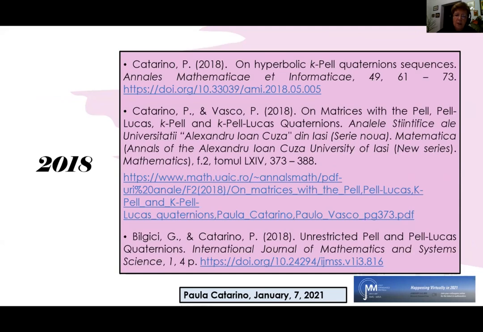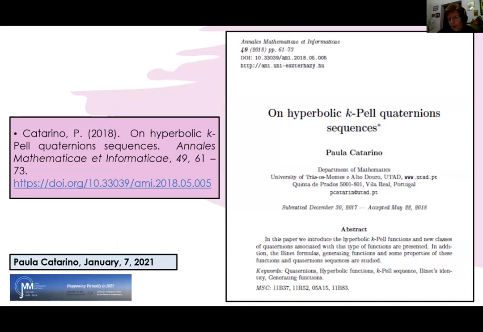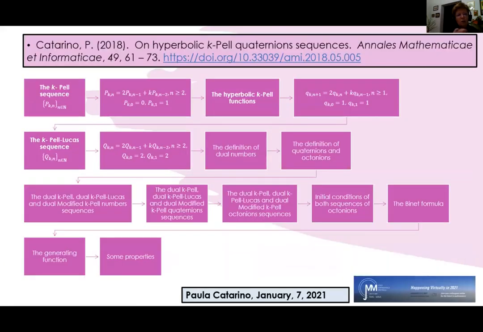The first paper was on hyperbolic kappa-Pell quaternion sequences. In the second one, we decided to introduce matrices in this kind of sequence that we studied before. And in a third, a Turkish colleague and I decided to introduce a new kind of sequence, called unrestricted Pell and Pell-Lucas quaternions. About hyperbolic kappa-Pell quaternions, we have the abstract and the front page of the paper, and also the path that we followed to arrive at this sequence.